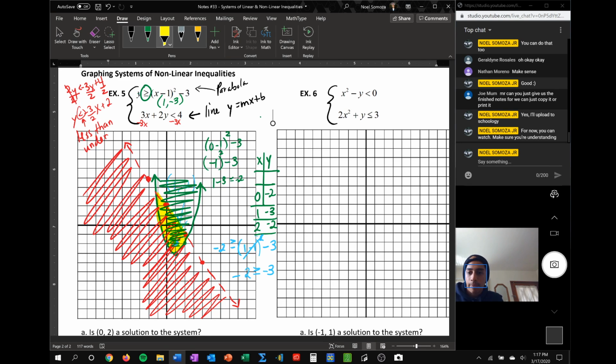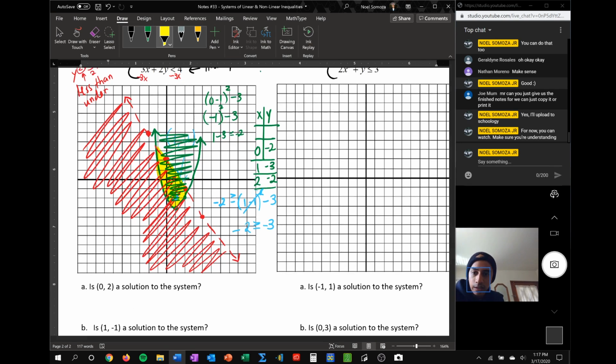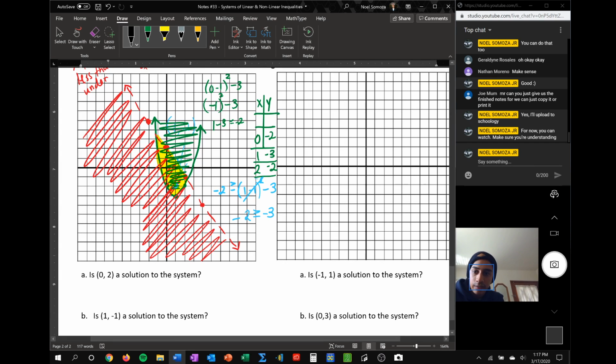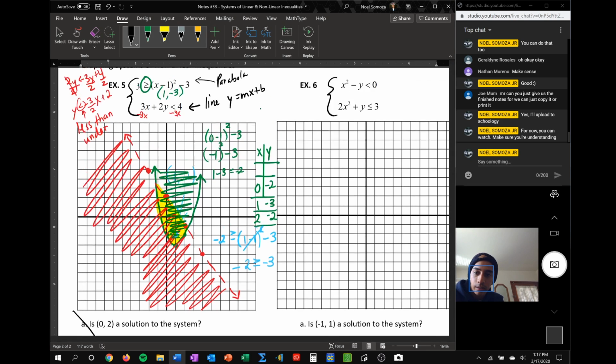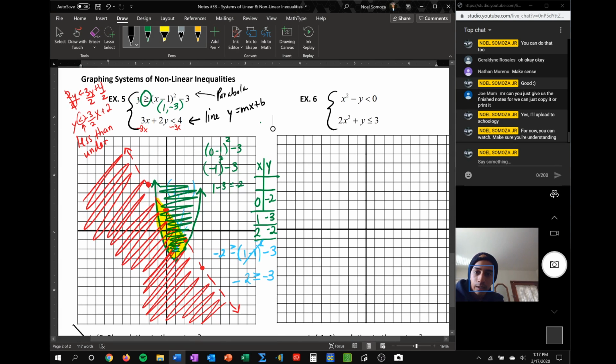I'm going to skip these two for now. They're not as important. This won't really show up on your test, so don't worry about it. The important part is, can you identify the area, and then can you list it out? Highlight it, point to it. Tell me this right here represents the feasible region.